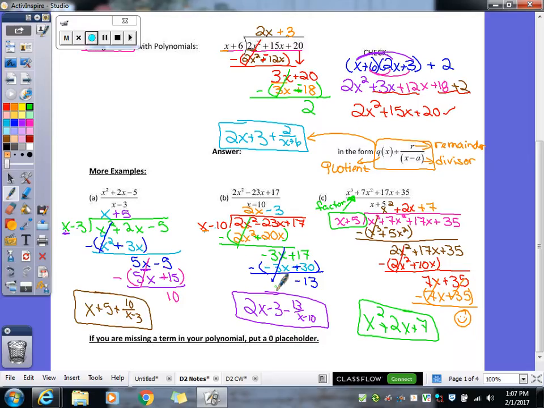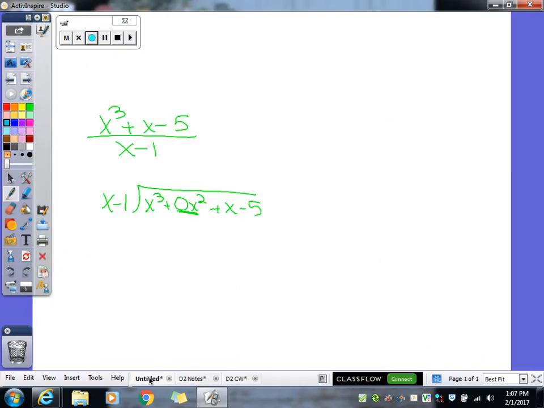Now, to touch base a little bit on this note down here, if you are missing a term in your polynomial, you have to put a 0 placeholder. So what that means is I put this example up here on a different page. I had x cubed plus x minus 5, and I was dividing by x minus 1, but it was missing the x squared term. So when you put it under there, you still have to put 0x squared. You need to have that placeholder there so that you actually do your division correctly. If you don't put that there, you're going to end up doing your division incorrectly. So if it's missing a term, you've got to put a 0 placeholder in there.